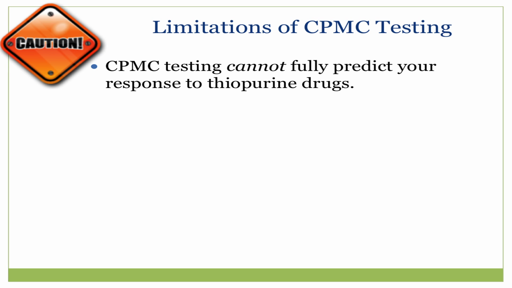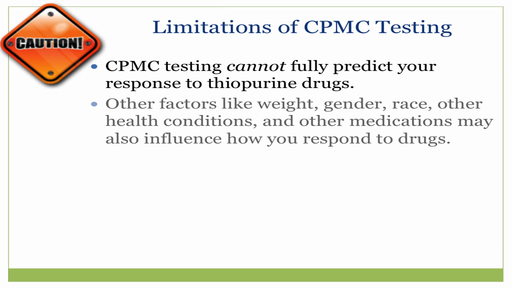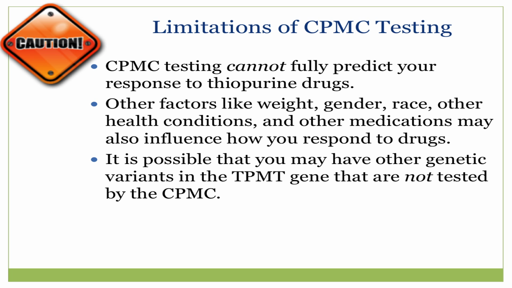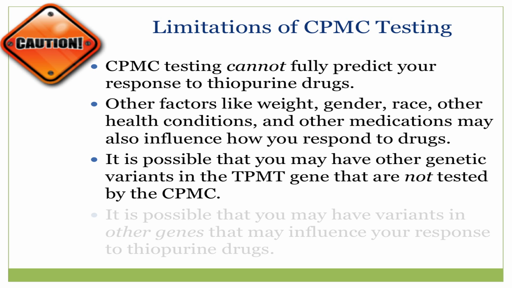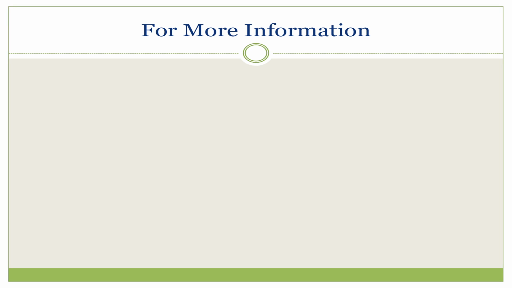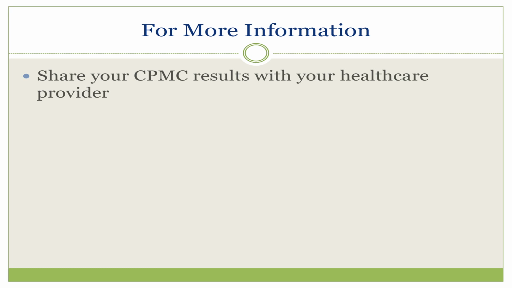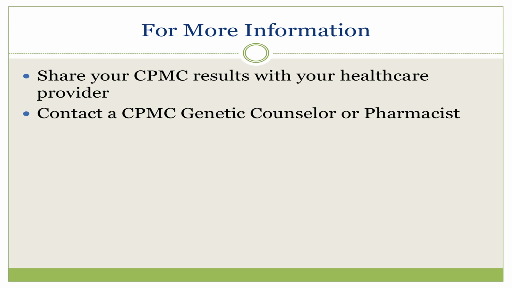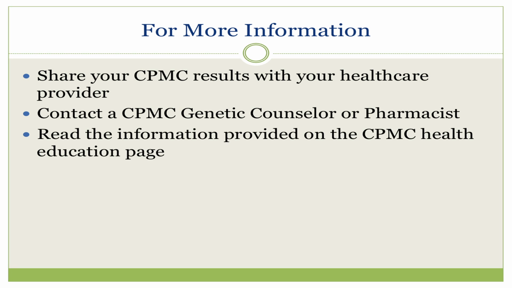It is important to note that CPMC testing alone cannot fully predict your response to thiopurines or any other type of drug. Other factors, like your weight, gender, race, other health conditions, and other medications, may also influence the way a person will respond to drugs. It is possible that you may have other genetic variants that occur in the TPMT gene that are not tested for by the CPMC. Also, it is possible that you may have variants in other genes that influence your response to thiopurine drugs. For more information about your CPMC thiopurine drug response results, consider sharing your CPMC results with your healthcare provider or contact a CPMC genetic counselor or pharmacist. You can also read the information provided on the CPMC Health Education page.